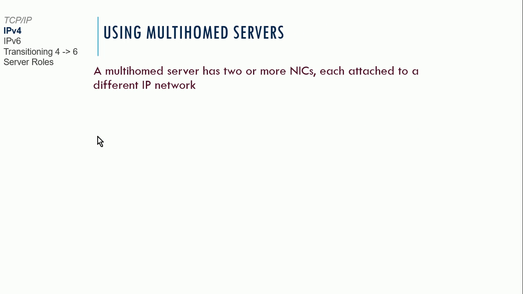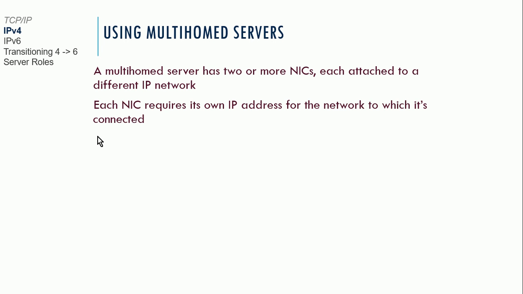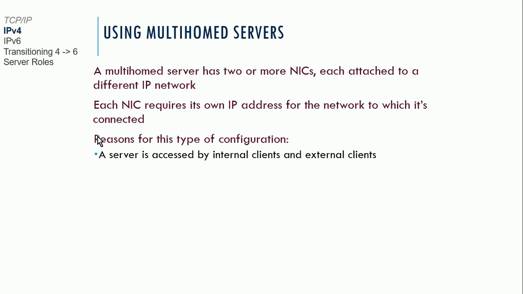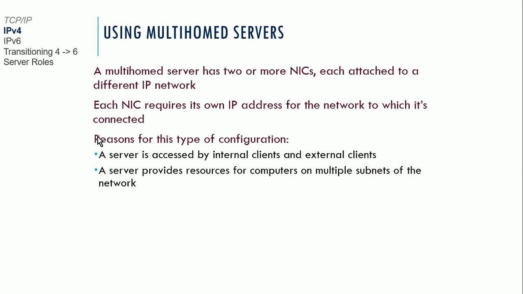So a multi-homed server has 2 or more NICs, each attached to a different IP network. So each NIC requires its own IP address for the network to which it is connected. You might do this because it's accessed by internal clients and external clients, so you're dividing 2 different networks. Maybe the server might be straddling a DMZ and a local internal network or a trusted network. It might be providing resources on multiple subnets within the network. It can be configured as a router or a VPN server.